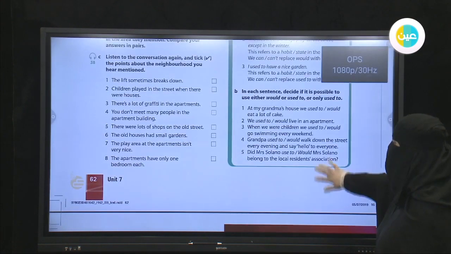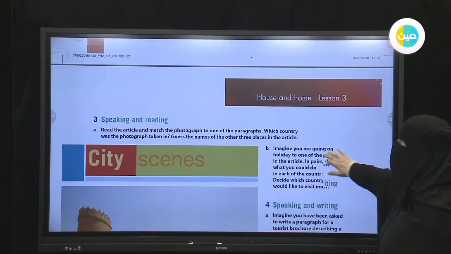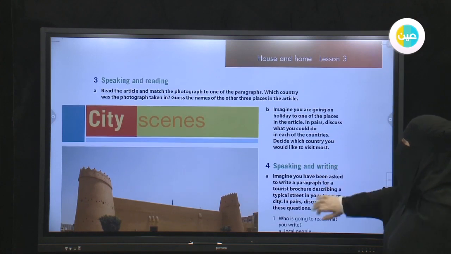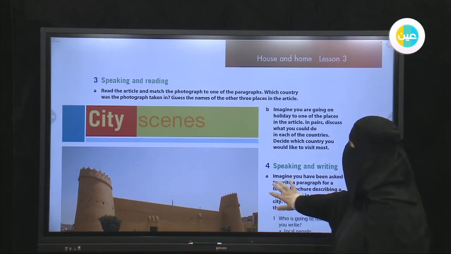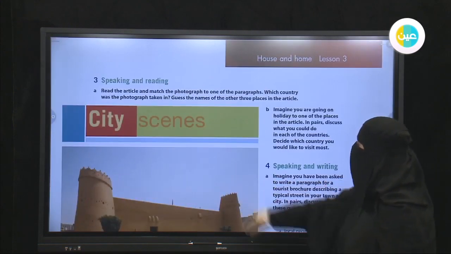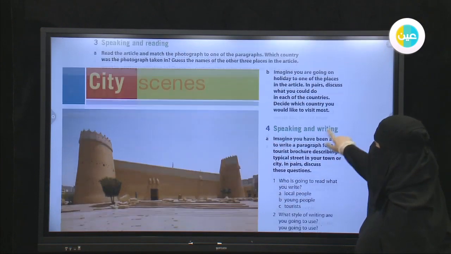Now, move on to the next page, page 63. Read the article and match the photograph to one of the paragraphs. Okay, this photograph matched with one of the paragraphs. Which country was the photograph taken in? Guess the names of the other 3 places in the article.